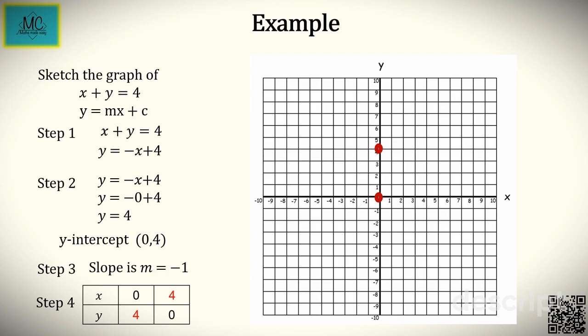The slope is minus 1, which means the graph slants downward from left to right. We can start at the y-intercept at (0, 4) and use the slope of minus 1 to draw the straight line that slants downward from left to right. And this line represents the graph of the equation x plus y is equal to 4.